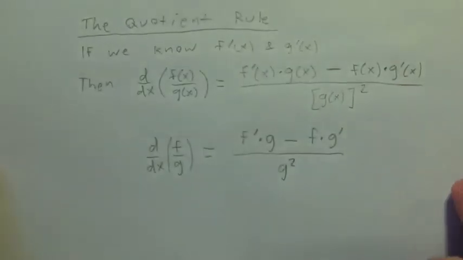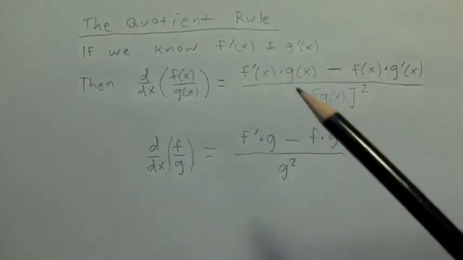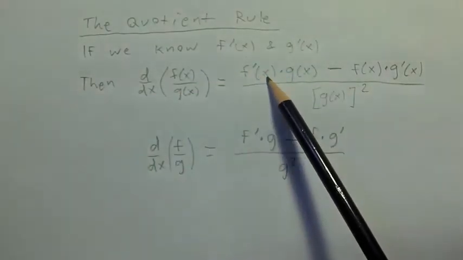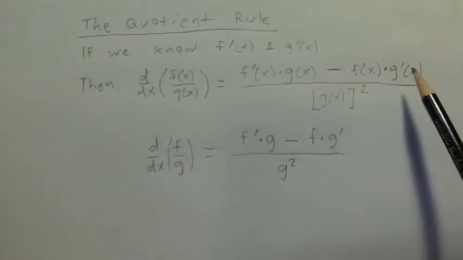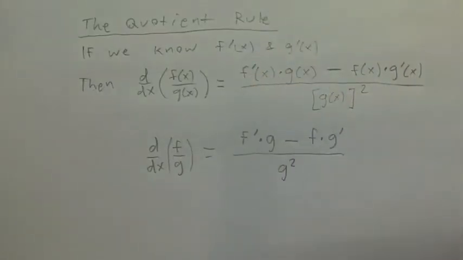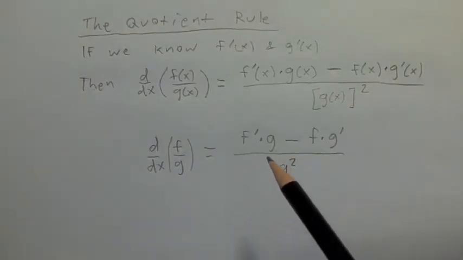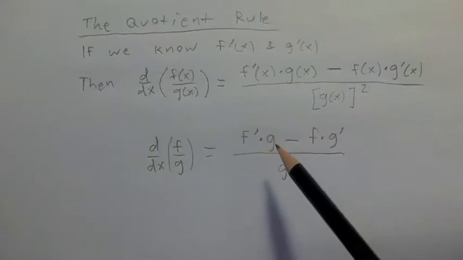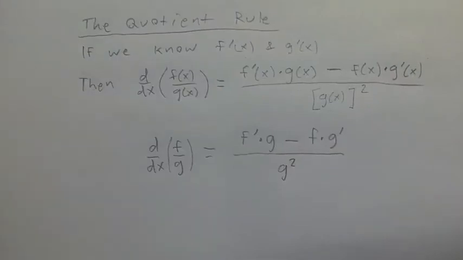Okay, so up next is the quotient rule. If we know f prime of x and g prime of x, then the derivative of f of x over g of x is, well, it's f prime of x times g of x minus f of x times g prime of x. That looks a lot like the product rule, at least it should, all over g of x squared. Okay, and I like to write it without the of x's just because it looks a little cleaner. It's the derivative with respect to x of f over g is f prime times g minus f times g prime all over g squared.